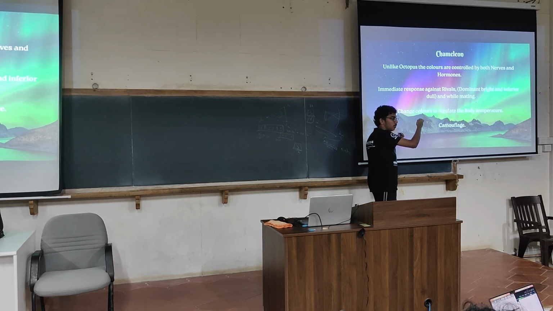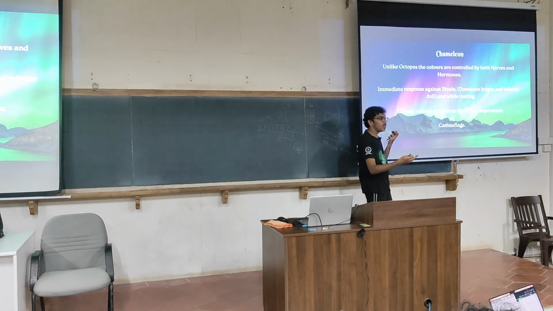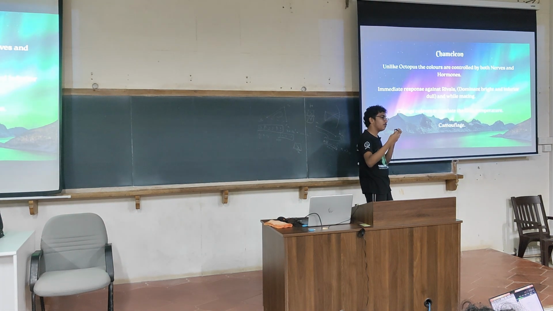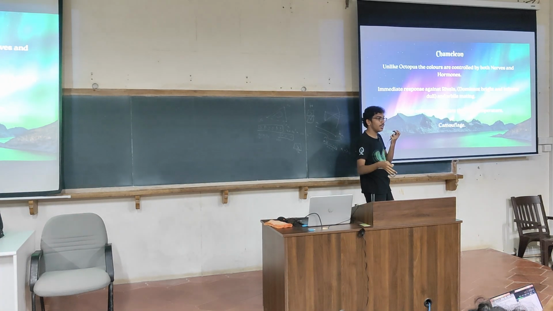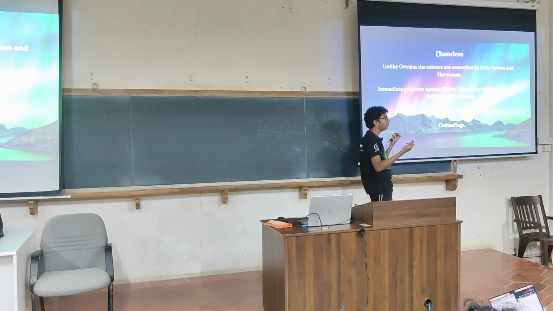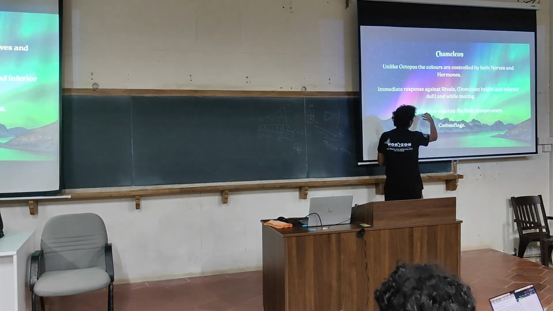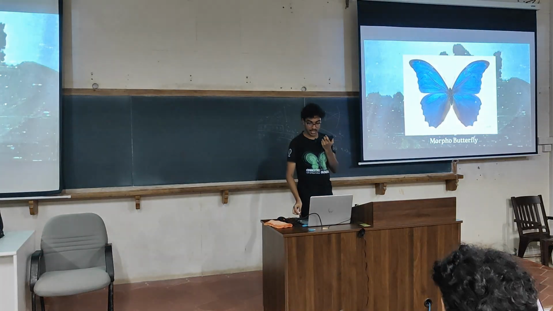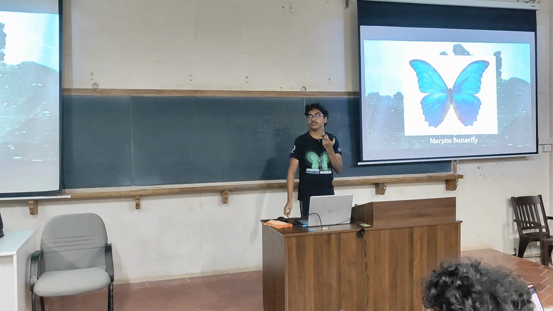rivals. So if a chameleon is in a tree, another chameleon is visiting the tree, the chameleon which wants to exert dominance will express itself in bright colors, and the chameleon which does not want to exert dominance will express itself in dull colors, and it uses such colors for mating as well. And then we are coming to another beautiful animal.